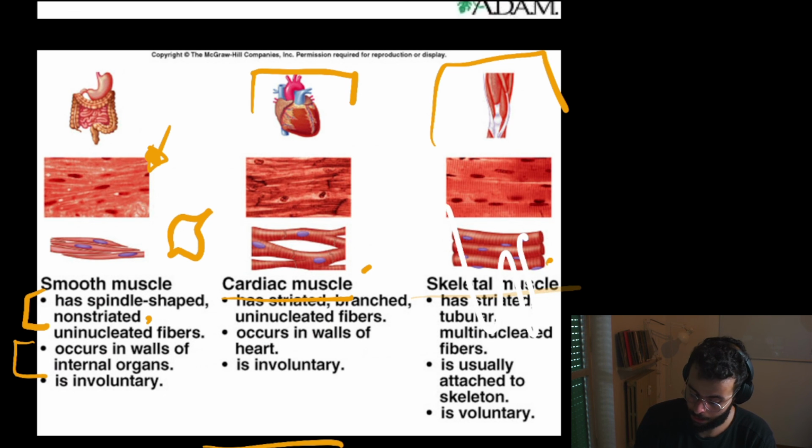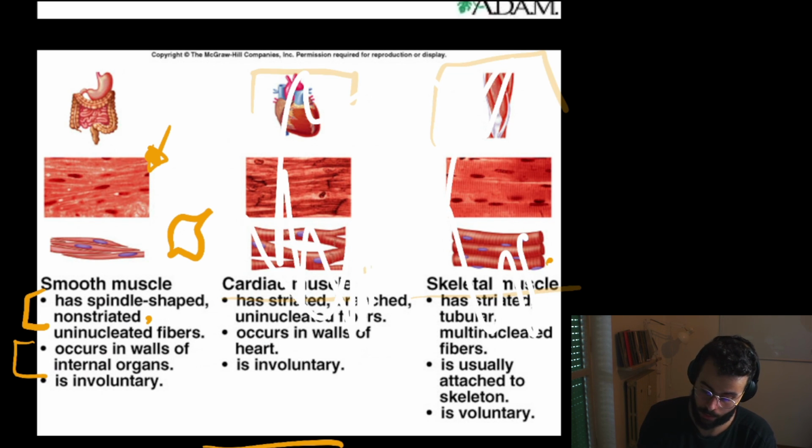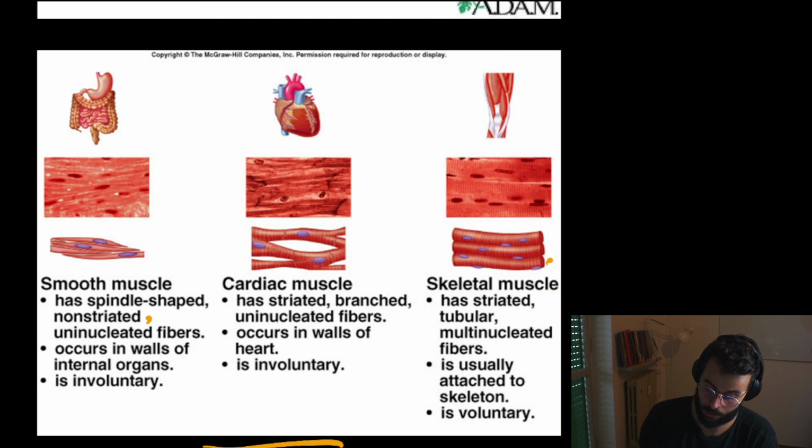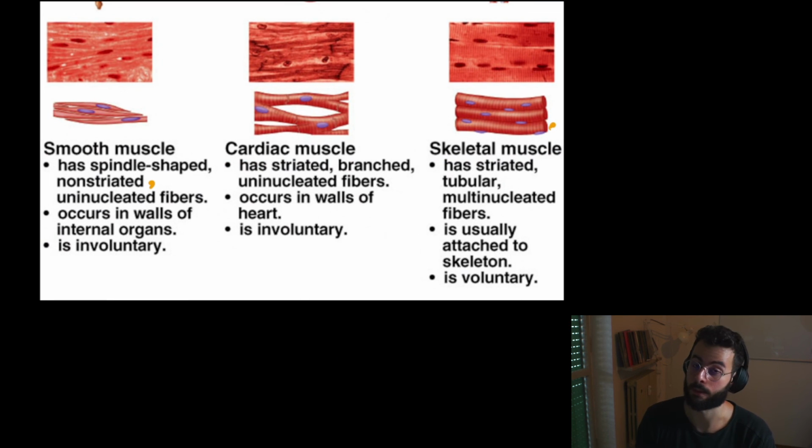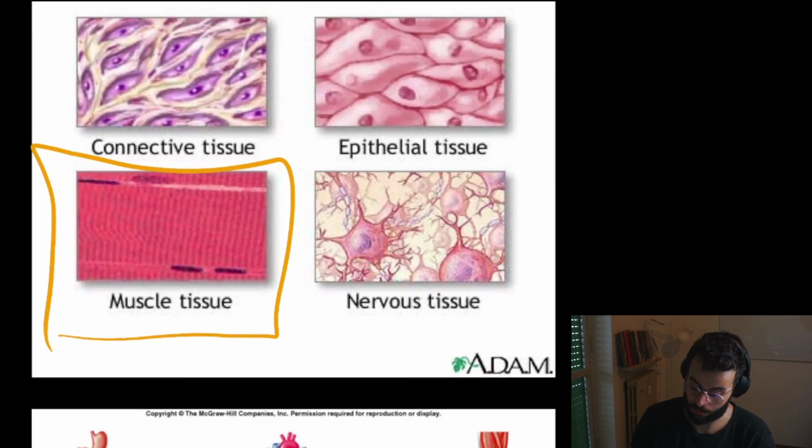So these are the main high yield points you need to remember when it comes to the tissue of muscles for the IMAT and BMAT exam. The next one would be the nervous tissue.